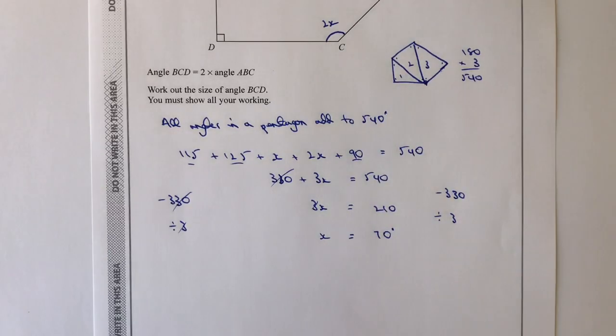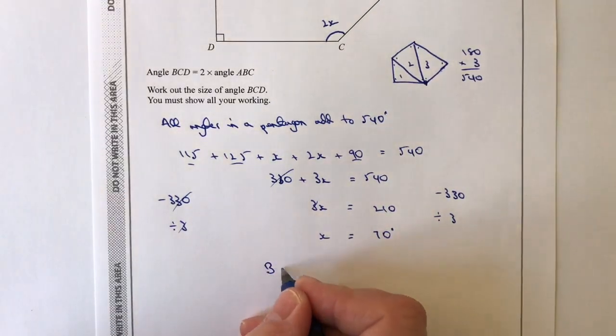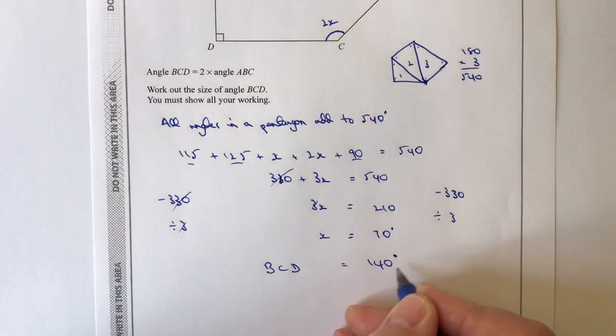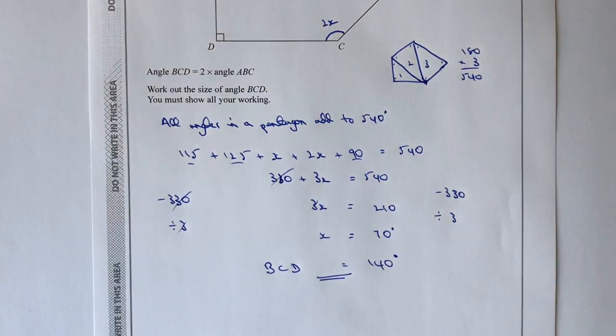So therefore BCD equals 2 lots of x, which is 140 degrees, and that would answer this particular question.